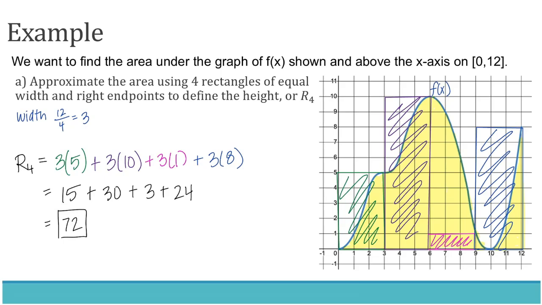Now, is it a good approximation? Well, if I look at the rectangles, I can see the first two are over approximations. They put a little too much. The third one is definitely an under approximation. And then the fourth one is definitely an over approximation. So it's not great, but it is an approximation.